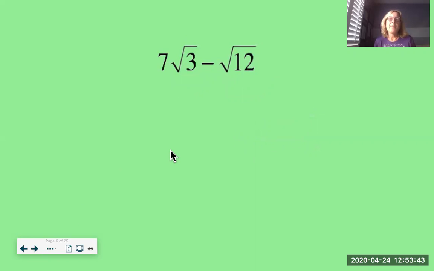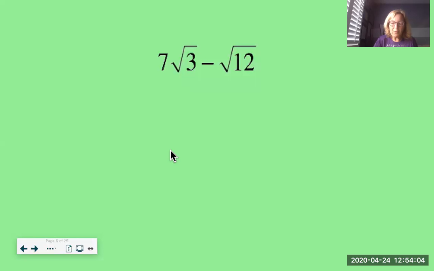So now here we have 7 square roots of 3 minus the square root of 12. Well, those are not like terms. So now we have to think about what we could do to create like terms. One thing you might notice is that the square root of 12 is not in its simplest form, because 12 has a perfect square factor of 4.